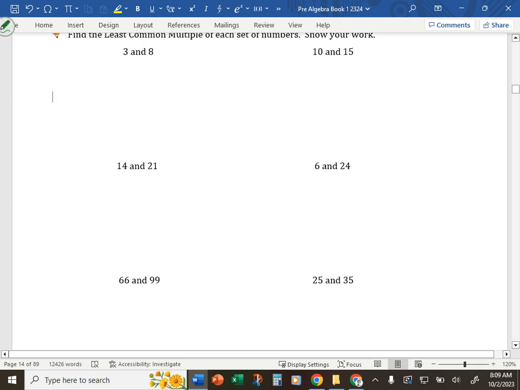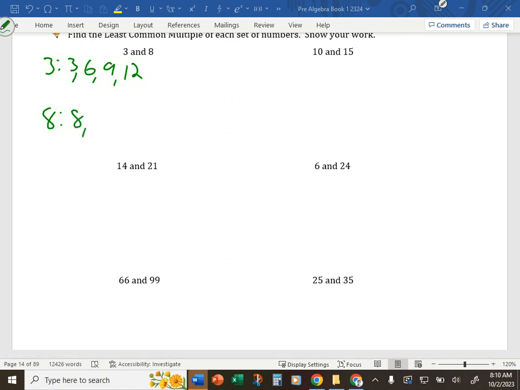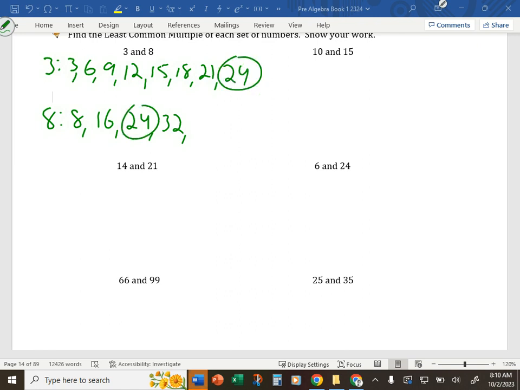Remember, we're not looking for greatest common factor here, right? We're looking for if I start counting by threes, 3, 6, 9, 12, etc. And I start counting by eights, 8, 16, 24, 32, etc. What's going to come up first? The least common multiple. You start counting, what's going to come up first? James? 24. Eventually 24, yeah. 15, 18, 21, 24. That is the least common multiple. The first number that shows up in both lists. That's what we're looking for.